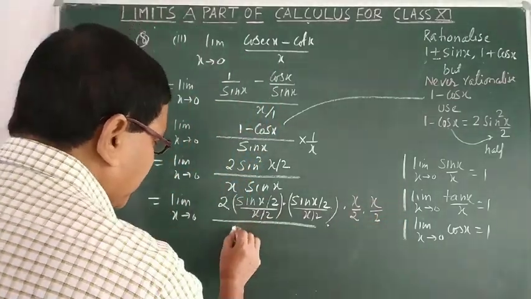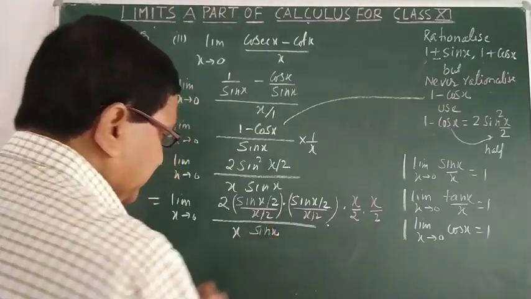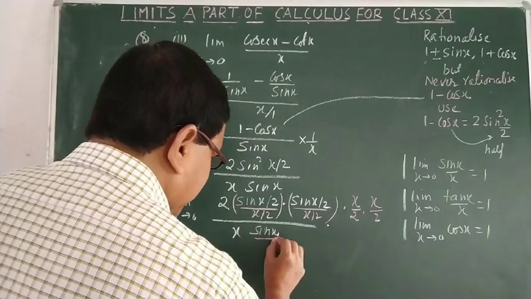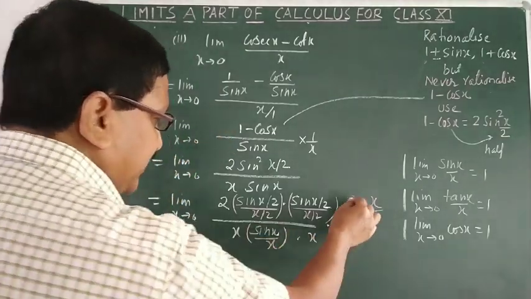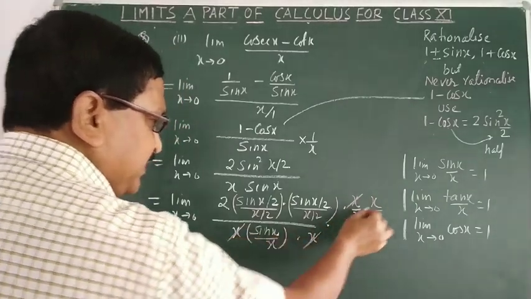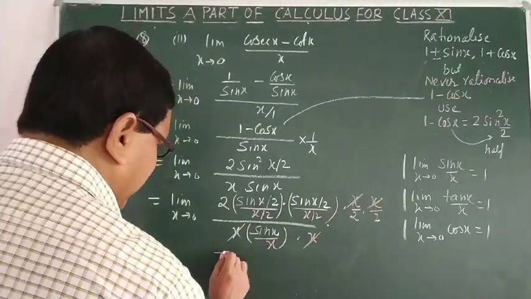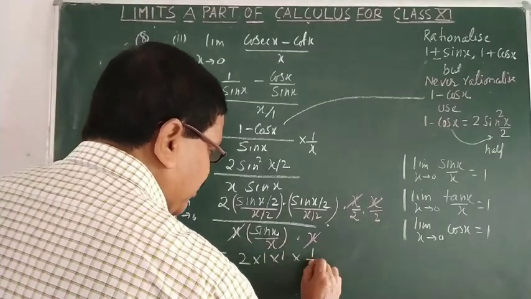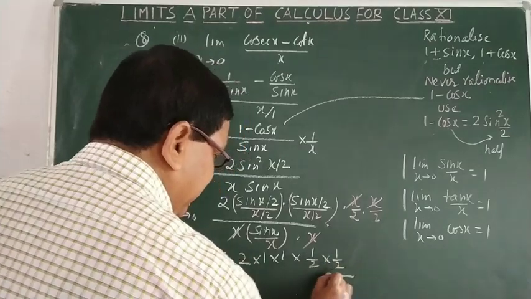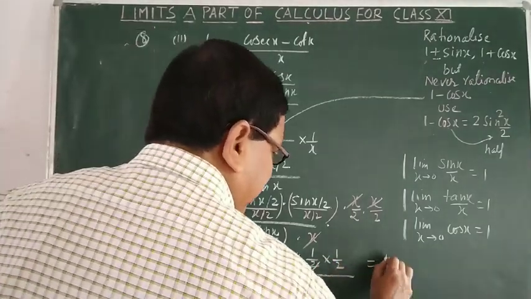Now move towards the denominator, x sine x. This sine x again needs x, so multiply with this x. This will be 1, and after that cancel this x with this x. All x's are cancelled, and after cancellation you can put the value. This is 2 multiply 1 into 1 into 1 by 2 into 1 by 2 divided by 1. So this is finally 1 by 2, the answer.